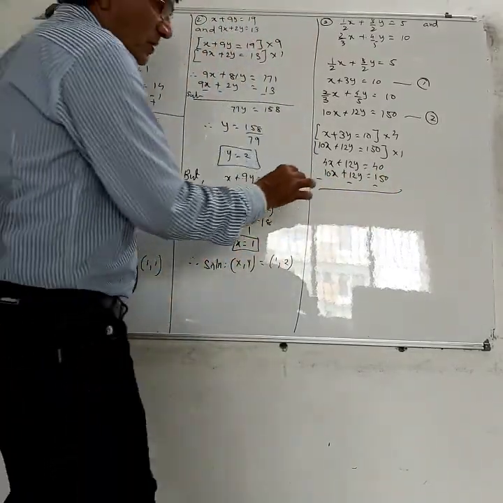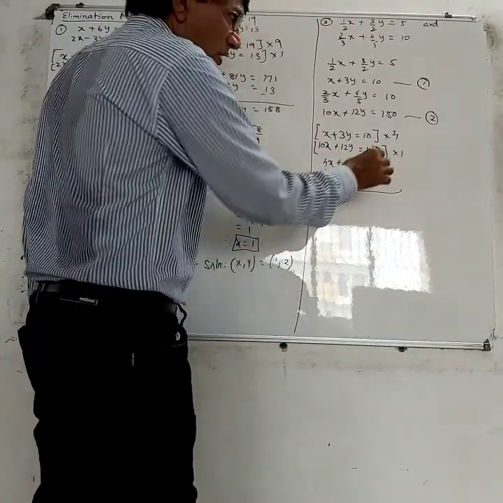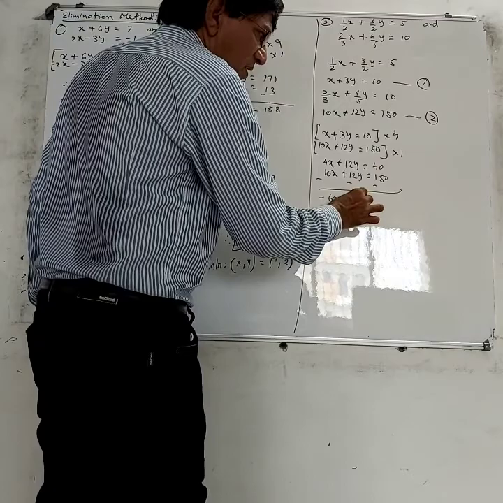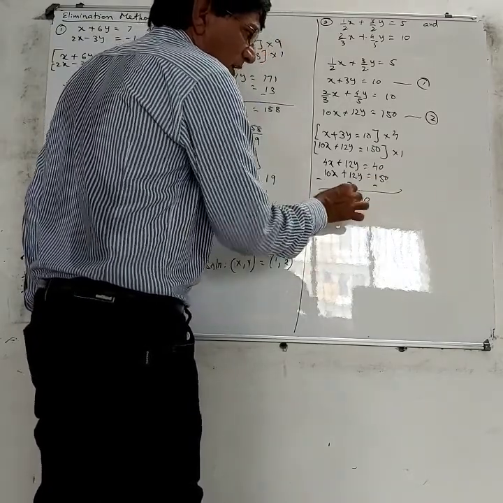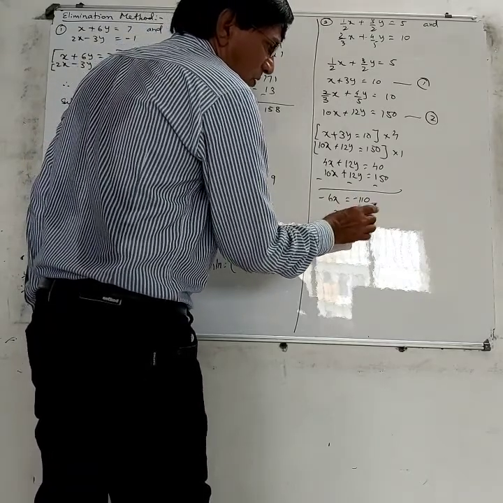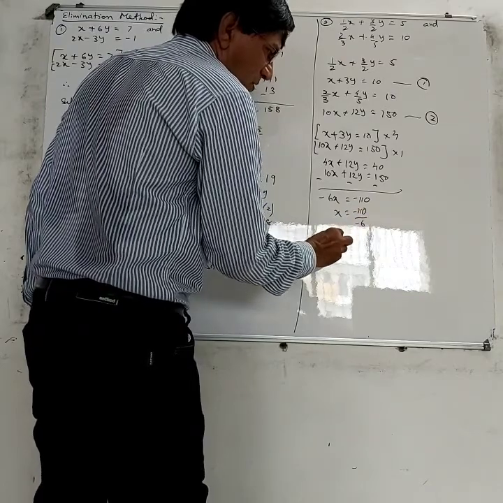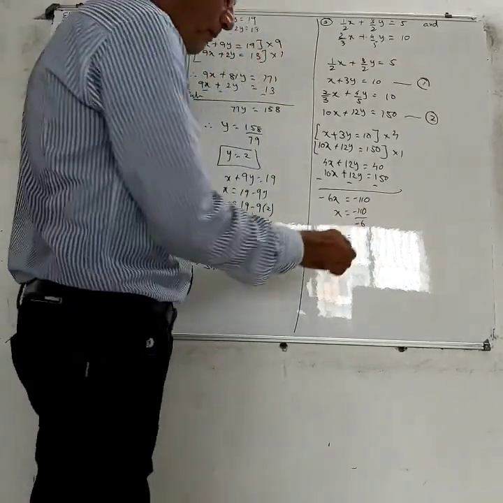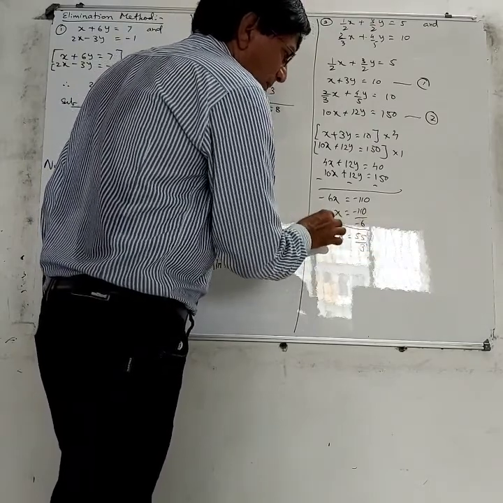4x minus 10x is minus 6x is equal to, the 12y cancels out, 40 minus 150, which is minus 110, with a minus sign obviously. So x is equal to minus 110 upon minus 6. Cancel by 2 and you get 55 upon 3.